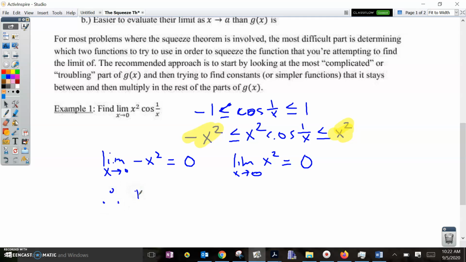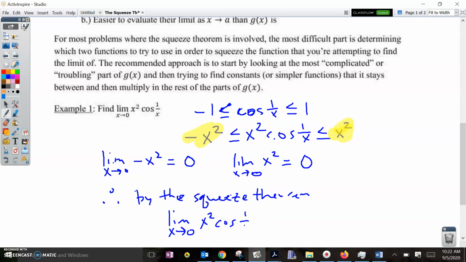Therefore, by the Squeeze Theorem, we know that the limit as x goes to 0 of x squared cosine of 1 over x has to be 0. And frankly, you'll find a lot of times when we're doing Squeeze Theorem problems that the limit does end up actually being 0. That's a very common answer in Squeeze Theorem problems. Not always, but it's more common than any other solution when we're using the Squeeze Theorem.